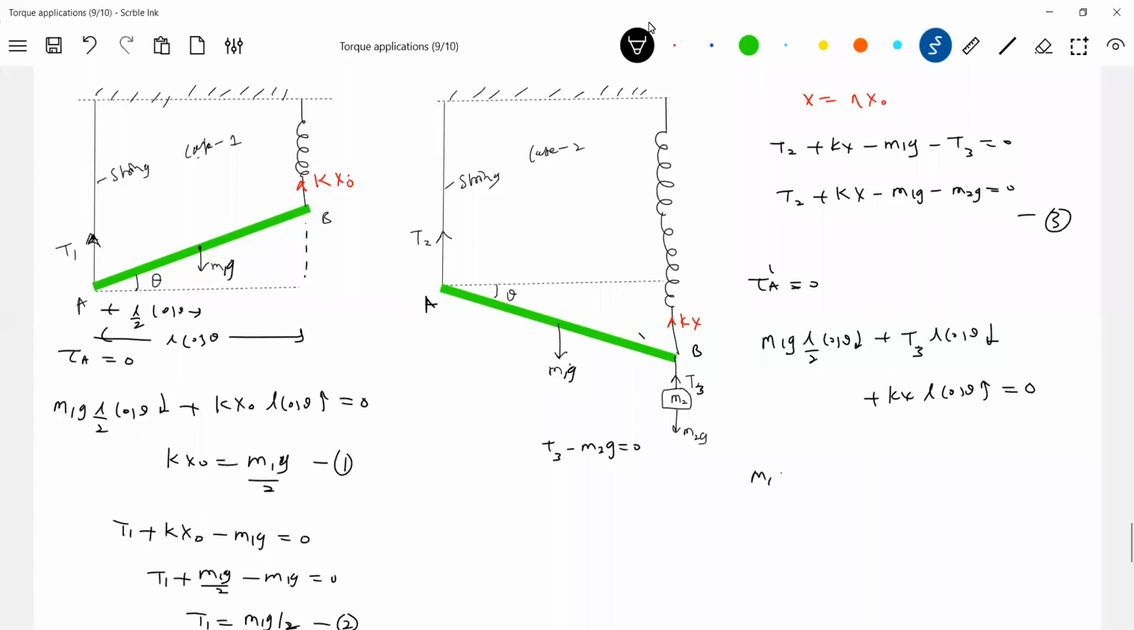So further substituting m1g by 2 cos theta, it will get eliminated. Negative sign. mg. So T3 is m2g plus kx equal to 0.